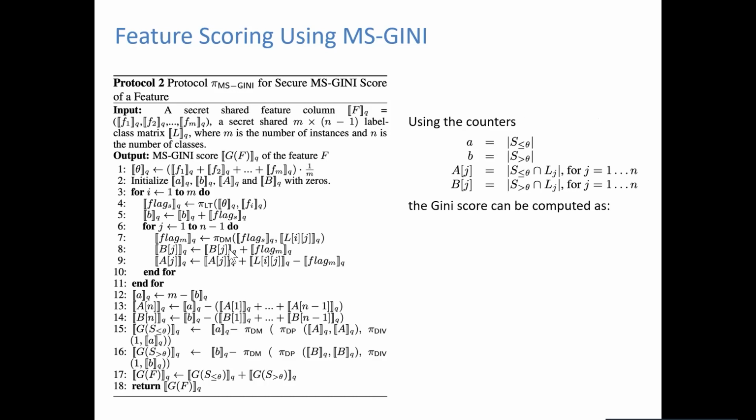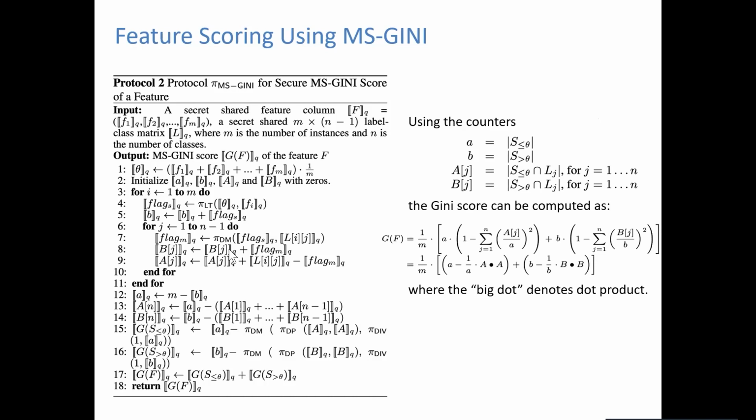Okay, so at the end of this, when we are done with lines 2 to 14, what we get is counters that are secret shared and store these values here. And then we want to compute the Gini score. The Gini score, like the expression that we had beforehand, will essentially be this expression here, where you can manipulate the mathematical terms and you end up with 1 divided by m times this expression in the brackets here, which is a minus 1 divided by a, the dot product of the vector A with itself, and then a similar expression for the b's, right?